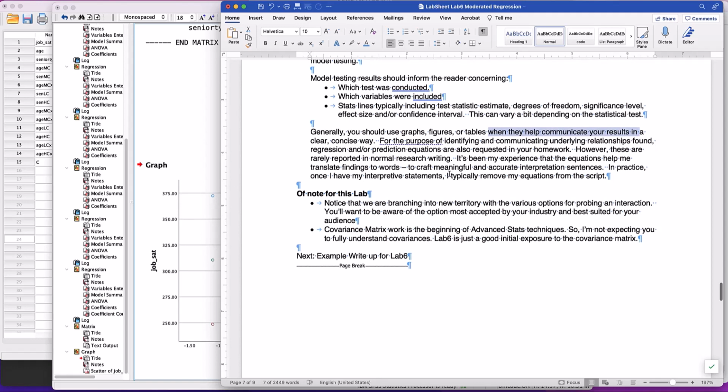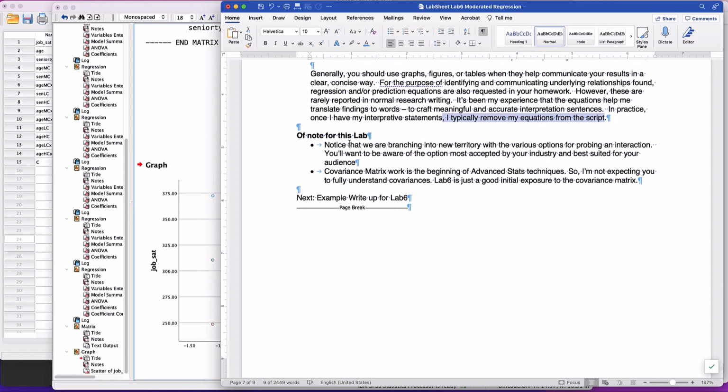Typically, I don't include my regression prediction equation in normal write-ups, but we do it for class to help nail that down. And the other note, notice that we really added a lot of new skills on this one with mean centering and creating new variables for one standard deviation above and below. So you want to be aware of how you can probe interactions differently so that you can get to that information no matter what type of system you're on.